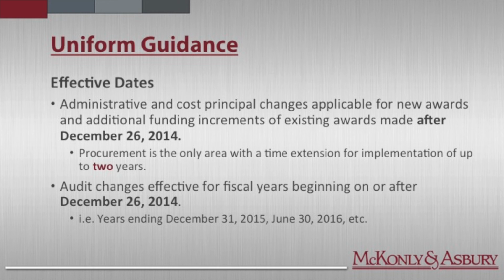Back to the administrative and cost principle changes, those awards, depending on the date of the award or any substantial funding increments to those existing awards, depends on the date the award was made. So again, it's very important to understand when your grant agreement was received to determine if you're following the new guidance or the old guidance.